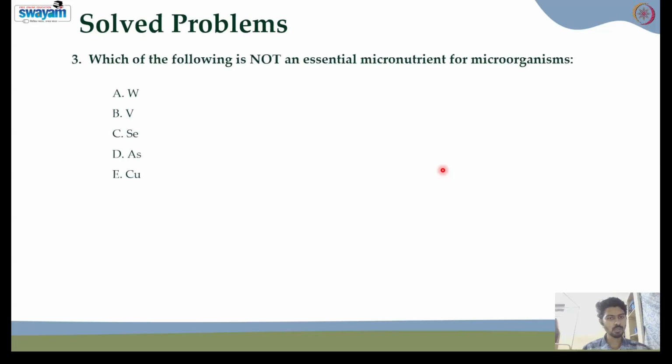Okay, we will move on to the next question. Which of the following is not an essential nutrient for the microorganism? I will repeat the question. Which of the following is not an essential micronutrient for the microorganism?